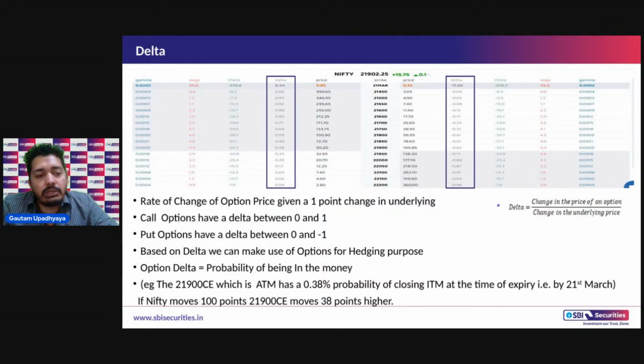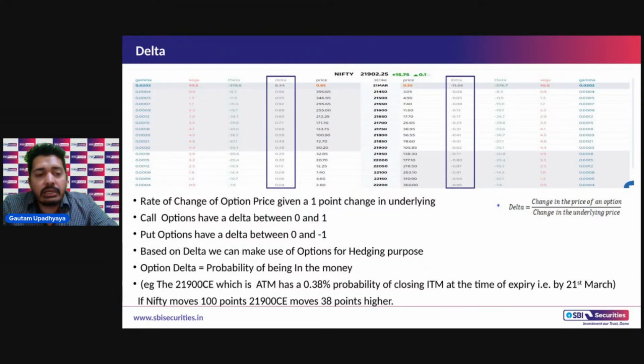That is the probability of success. And if you go towards deep out of the money, जैसे कि 22,200, 22,400, आप देखोगे कि उसका डेल्टा रहेगा 0.01, 0.02. So delta also gives you probability of success. मतलब वो ये भी कहता है कि कितना चांस है एक पर्टिकुलर स्ट्राइक प्राइस का एट द टाइम ऑफ एक्सपायरी टू क्लोज इन द मनी.